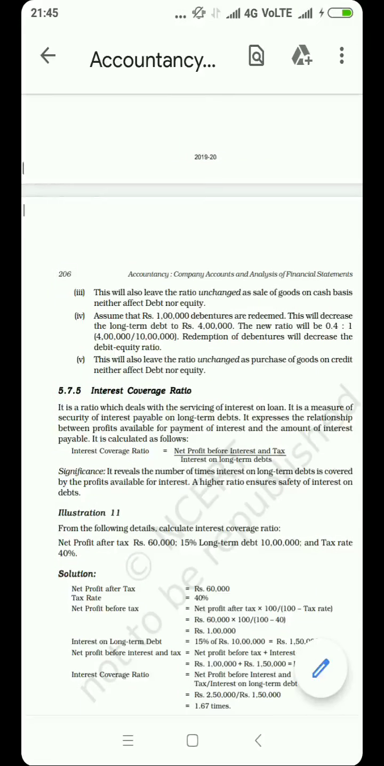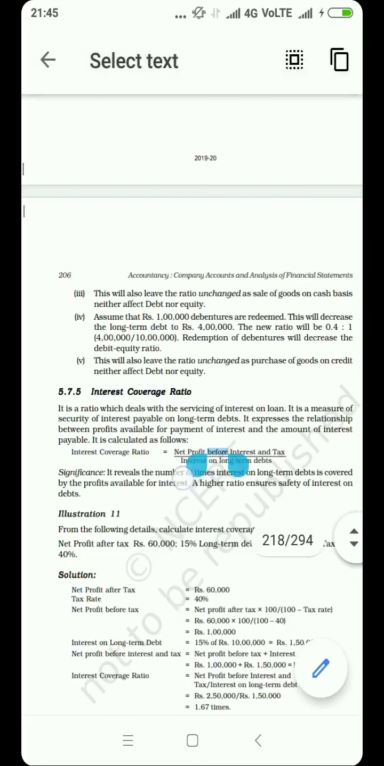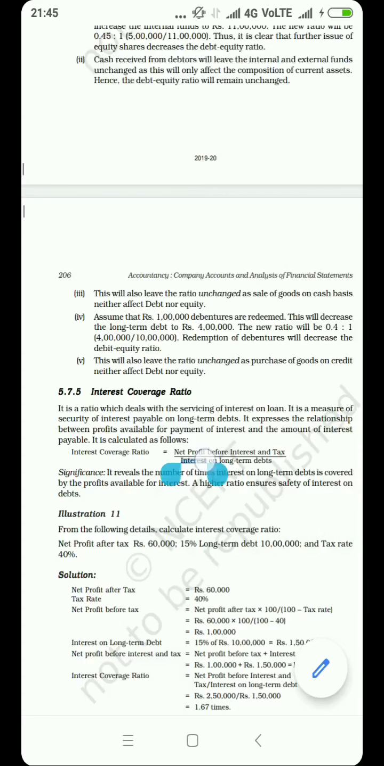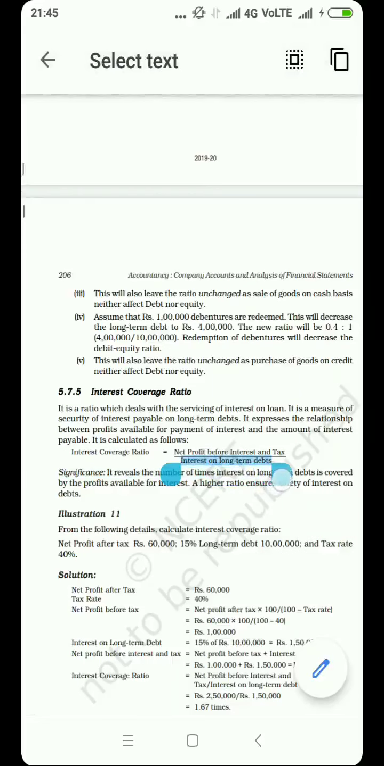What is interest coverage ratio? Look at the formula. Net profit before interest and tax, net profit before interest and tax divided by interest on long-term loans. Long-term debts means long-term loans.